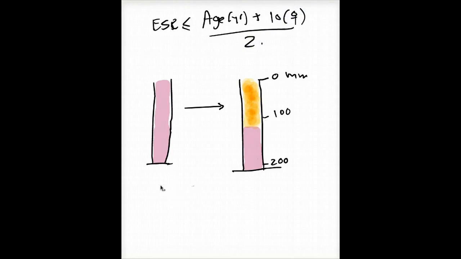But what if we get our ESR back from the lab and it's greater than normal? Anytime the ESR is elevated, that's going to be an indication for some sort of inflammatory process. But remember, this is a non-specific type of test. It's not going to tell us exactly what's wrong. It's just going to tell us that there is something wrong. And then at that point, it's our job to determine what's actually going on.